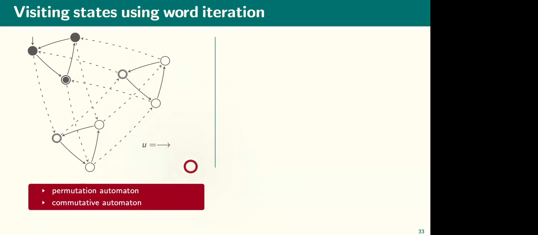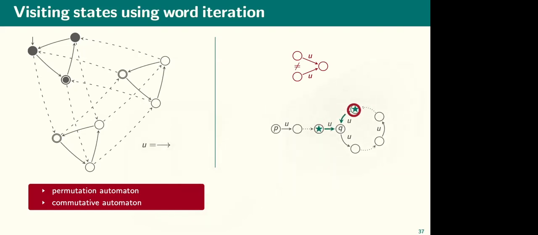This actually can be proved as follows. Given a starting state P and a word U, since the number of states is finite, the iteration eventually visits the same state twice, and so the word iteration always has this lasso shape. But remember that the automaton here is a permutation automaton, which means that this pattern is forbidden, and so those two states here and there are the same. By induction, we can prove that the iteration reaches P again eventually.